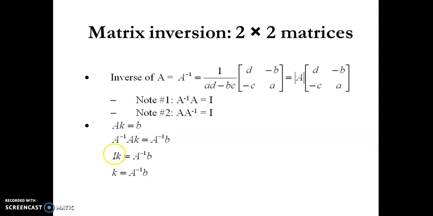So now I have the identity matrix times K is equal to my inverse times B. And of course, the identity matrix is just like the number 1. So I can just write it as K, the vector of unknowns, is equal to my inverse times B, the vector with the constants on the right-hand side. And this is how you would go about solving for the vector of your unknowns.